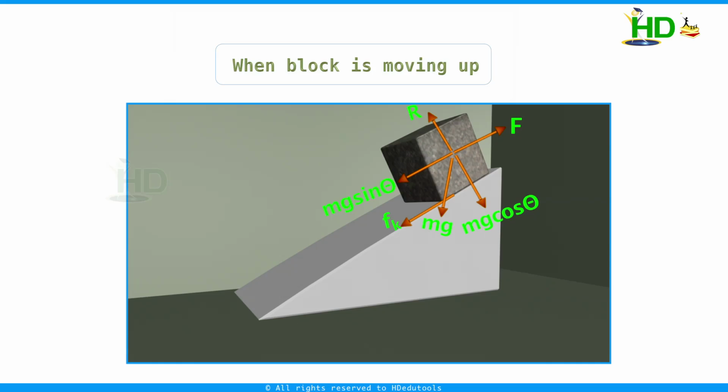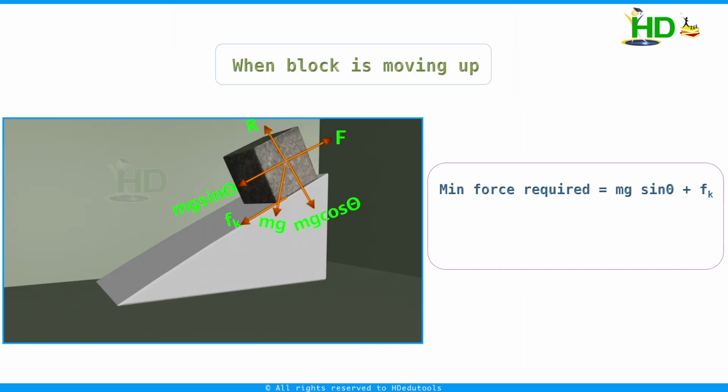The pulling force of this block, mg sin theta, as well as the frictional force, both are acting opposite to the motion. Therefore, the minimum force required to move this body up is mg sin theta plus frictional force Fk. Therefore, F equals mg sin theta plus mu k mg cos theta. If this force is applied, the body moves up with uniform velocity. Why? Because this is the minimum force required to move the body up.